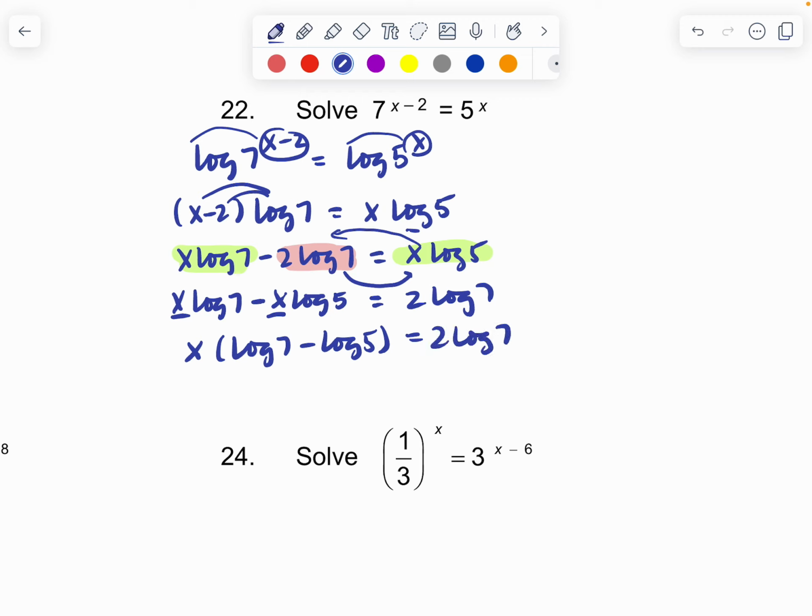And then by dividing, I'm going to get x equals 2 log 7, all divided by, make sure you put it into parentheses, log of 7 minus the log of 5. And plugging that into the calculator, do it with me, make sure you're getting it right. So I have 2 log 7, all divided by, parentheses, log of 7 minus the log of 5. And I got 11.5665. So let's write that down. So x equals 11.5665.